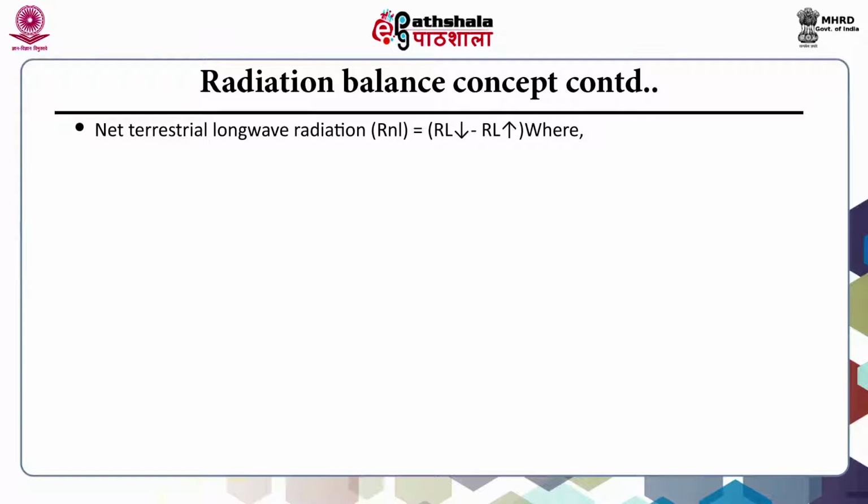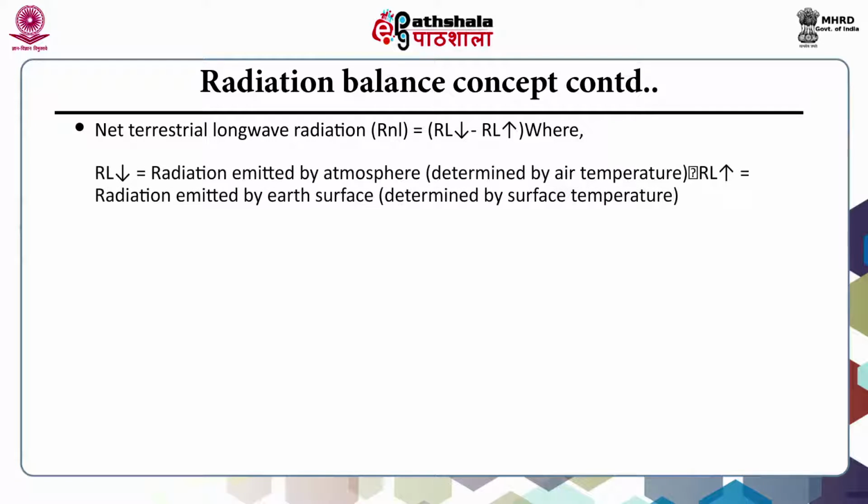Net terrestrial long wave radiation RNL is equal to the downward long wave radiation minus the reflected long wave radiation, where RL down arrow is the radiation emitted by the atmosphere, which is determined by the air temperature, and RL up arrow. The net terrestrial long wave radiation RNL is equal to RL down arrow minus RL up arrow, where RL down arrow is the radiation emitted by the atmosphere and is determined by the air temperature. RL up arrow is the radiation emitted by the Earth's surface, determined by the surface temperature.